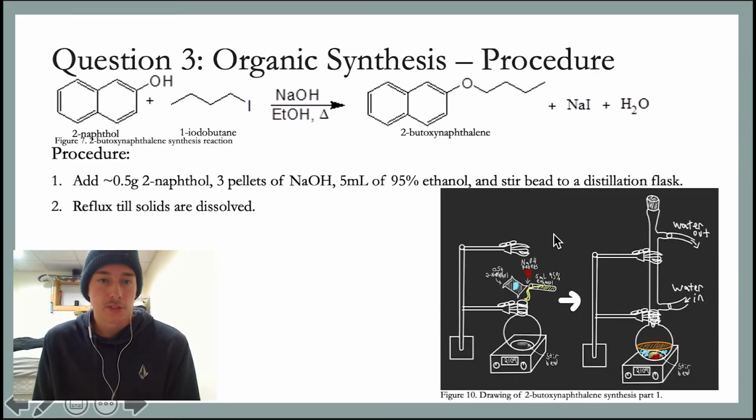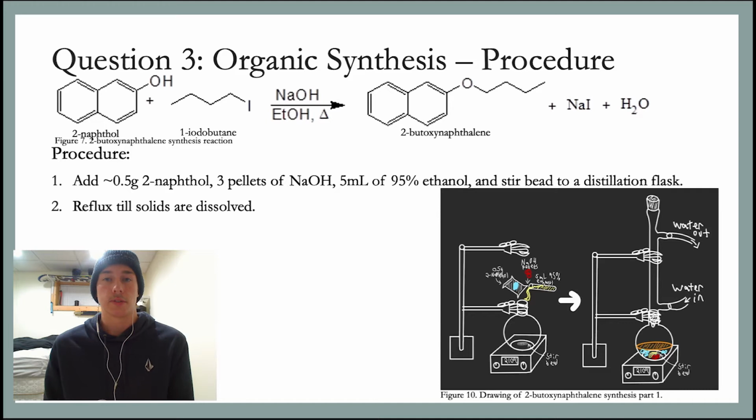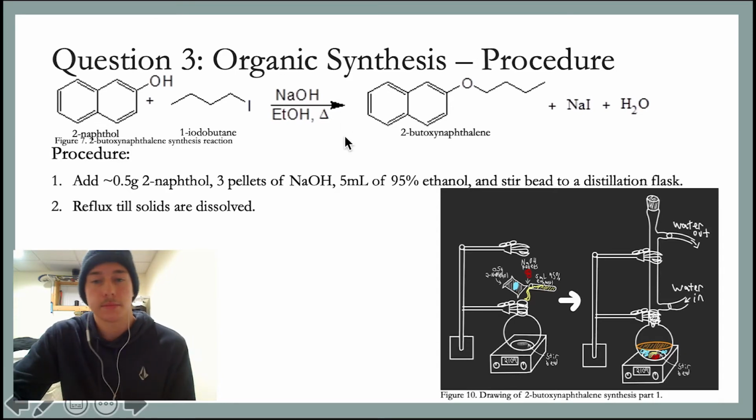So then on to the procedure. You start by adding 0.5 grams of 2-naphthol, 3 pellets of sodium hydroxide, 5 milliliters of 95% ethanol, and a stir bead to a distillation flask, which I've illustrated there in the diagram. And then next you attach a condenser onto the distillation flask, and then you reflux, otherwise known as boiling, the solution till the solids dissolve. This should be around 15 minutes, but you just boil it till the solids dissolve. And I've shown that in the diagram there.